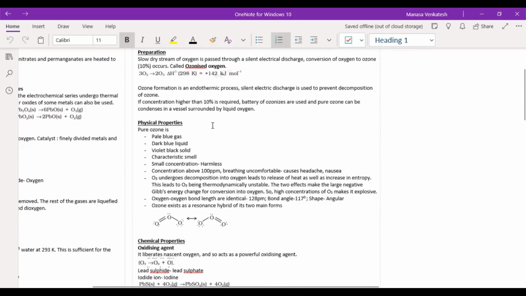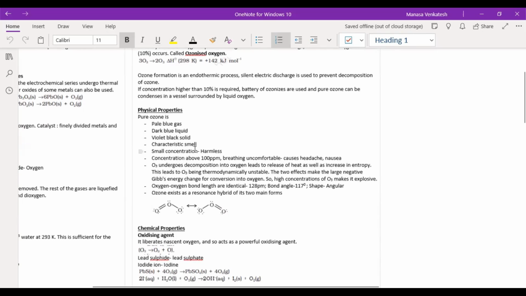Physical properties. It is a pale blue gas, a dark blue liquid, and a violet black solid. So in the respective conditions, if it's a gas, it's pale blue colored. If it's liquid, it's dark blue. And if it's solid, it's violet black. It has a very characteristic odor.